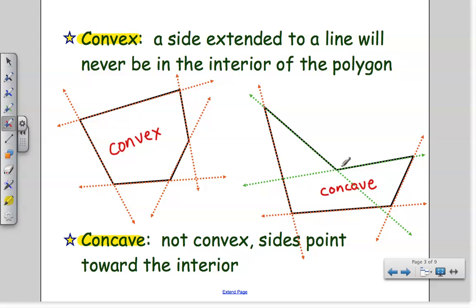What I like to think, this is how I always remember the difference, is I think of this as caving in. And it caves in right here. This points inward towards the center, or the interior, of the polygon. So I always think of concave because it's caving in, it's pointing inward. I don't know if that helps you, but convex is your more typical polygon you'll see, where if you extend all the sides, you never enter the interior like we did here.